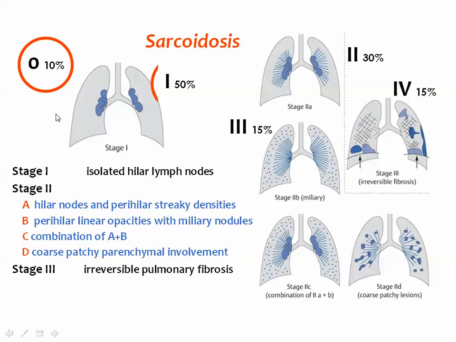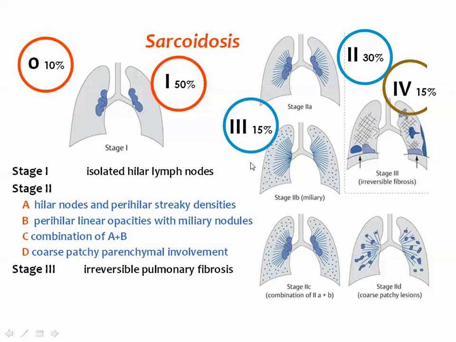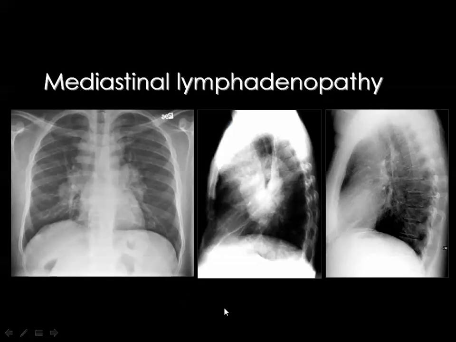Stage 1 with hilar and mediastinal lymphadenopathy. Stage 2 with mediastinal lymph nodes and interstitial opacities. Stage 3 is the interstitial opacities together with perilymphatic nodular distribution, and stage 4 is the end stage or irreversible damage of the lung.